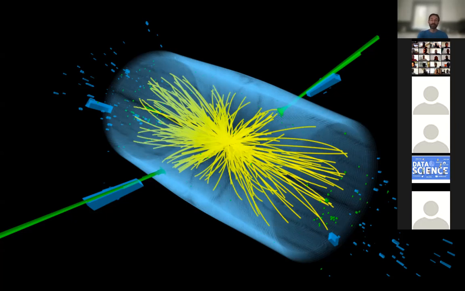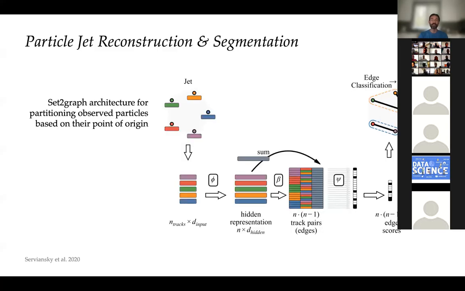So what you see here is this jet of particles that are generated by a collision event in the Hadron Collider, and graphs are a very natural way of representing these kind of structures. And indeed, in this field of experimental particle physics, they have been explored for a variety of applications. One of them, for example, is particle jet reconstruction and segmentation, when you have some readings from the different detectors, and then you try to reconstruct where the registered event in the detector belongs from. So essentially, what kind of particle it originates from.